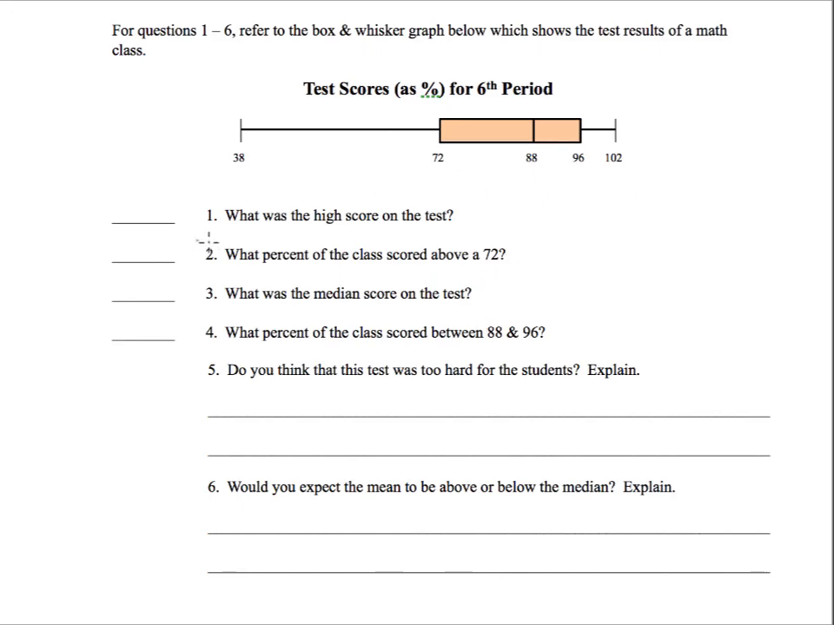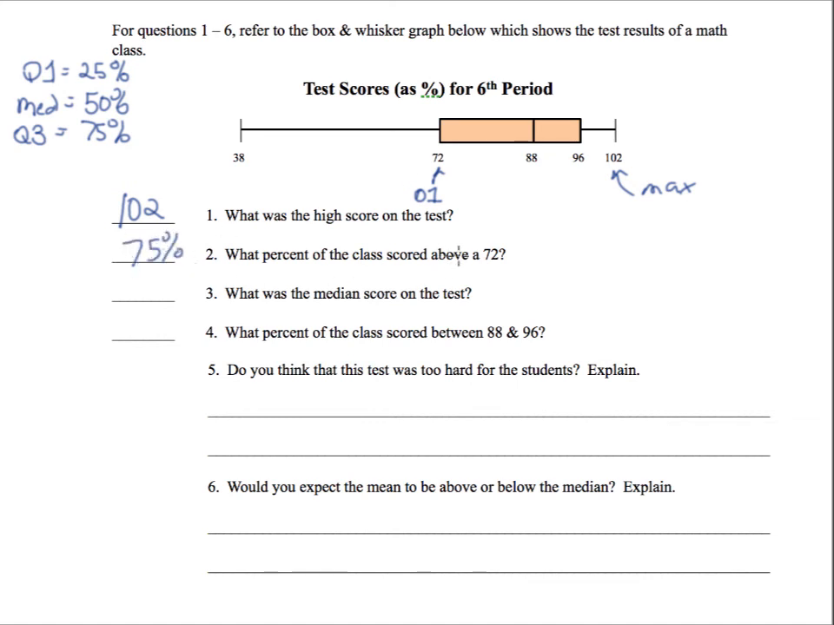In our next example, we're going to look at interpreting data from a box plot. So what is our high score? Well, that's our maximum value, which is 102. What percentage of the students scored above 72%? Well, quartile 1 represents 25% of our data, median is 50% of our data, and quartile 3 is 75% of our data. So what percentage of the class scored above 72? Since quartile 1 is 25% of our data, it would be 75%.